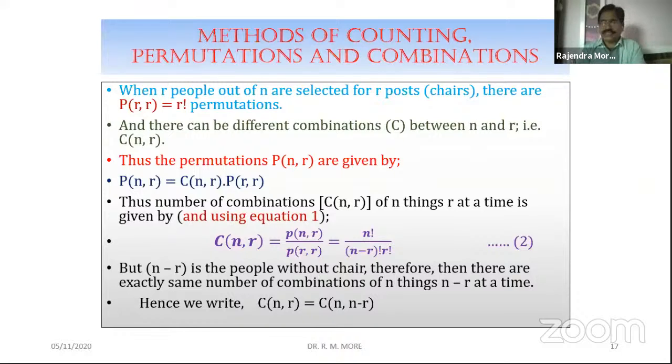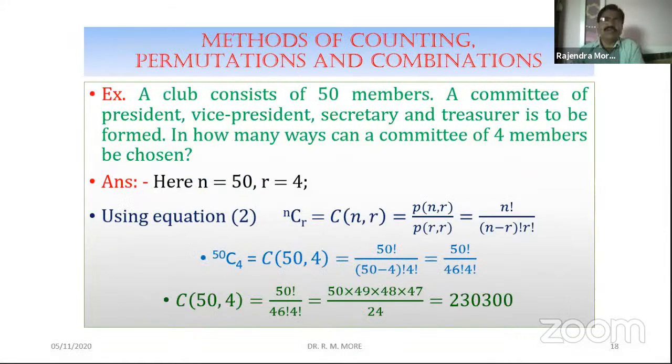Let us take this example. As I told you previously, we will take this example. A club consists of 50 members, and a committee of president, vice president, secretary, and treasurer is to be formed. In how many ways can a committee of 4 members be chosen? So if you take the reference of the previous 2 slides and the equations, then n is given as 50 and r as 4. So we are going to find the combination C n r. Now see, this C n r is also sometimes written like this: superscript n, C, subscript r.